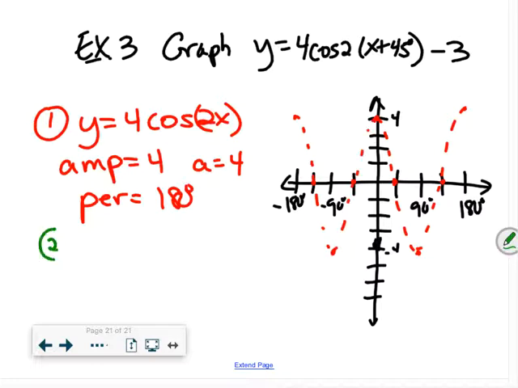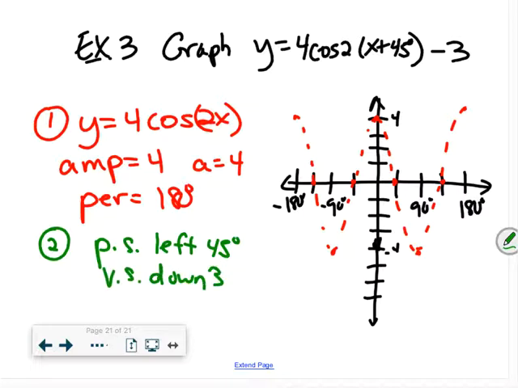Then step 2. This is going to have a phase shift left 45 and a vertical shift down 3. According to this scale, left 45 degrees is left 1 tick. So I'm going to go left 1 tick, down 3, left 1 tick, down 3. Yes, so you were right, it did go to negative 7. Left 1 tick, down 3, and so on. Here we go.